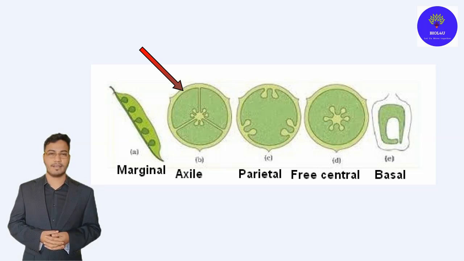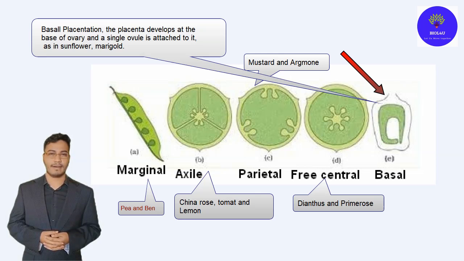2. Axial. The placenta is axial and the ovules are attached to it in a multilocular ovary, as in China rose, tomato and lemon. 3. Parietal. The ovules develop on the inner wall of the ovary or on the peripheral part. The ovary is one-chambered, but it becomes two-chambered due to the formation of the false septum, e.g. mustard and Argemone. 4. Central. When the ovules are borne on the central axis and septa are absent, as in dianthus and primrose.